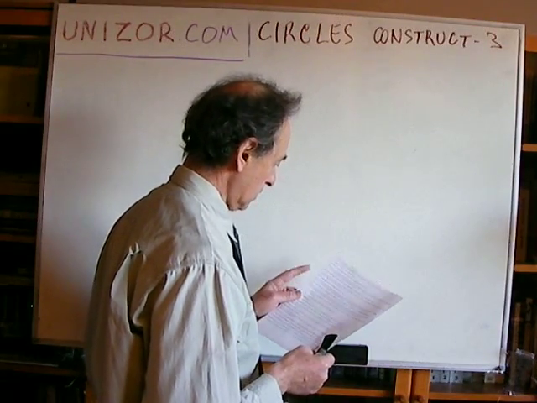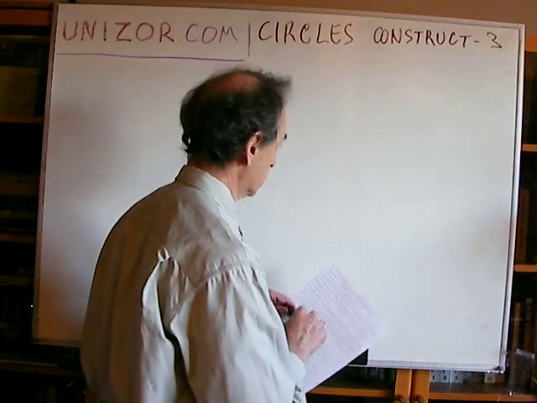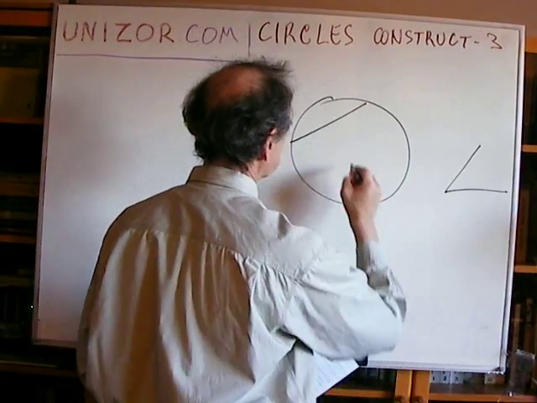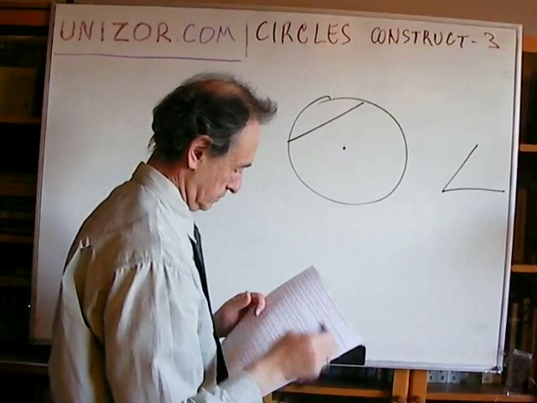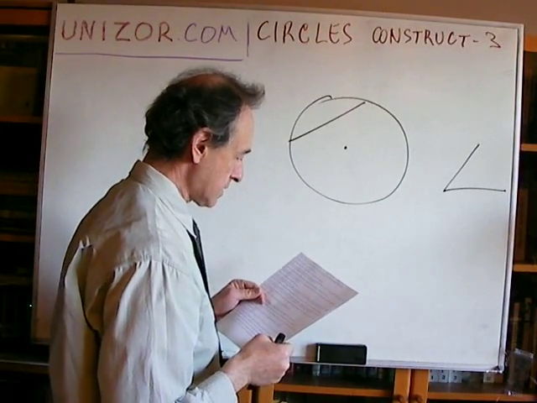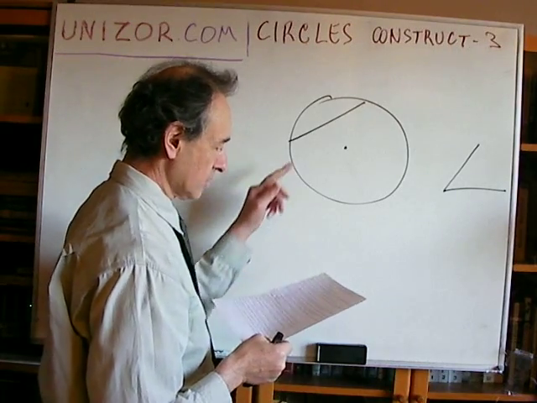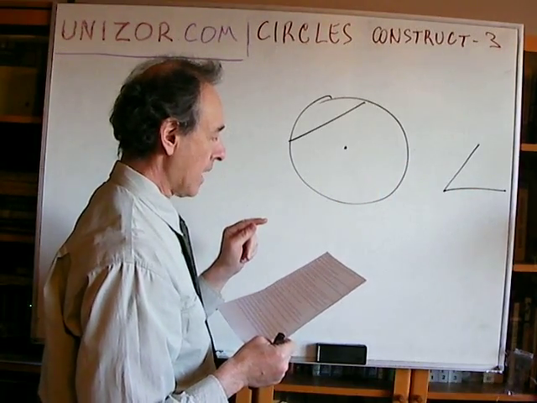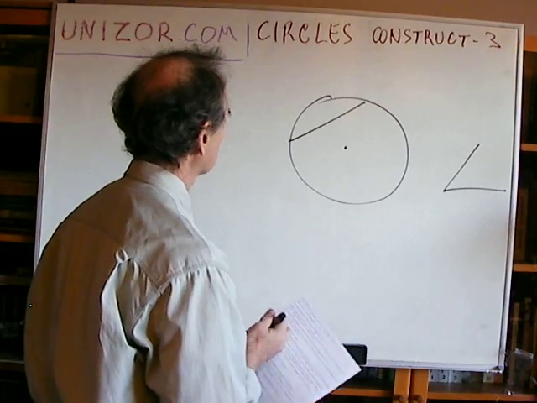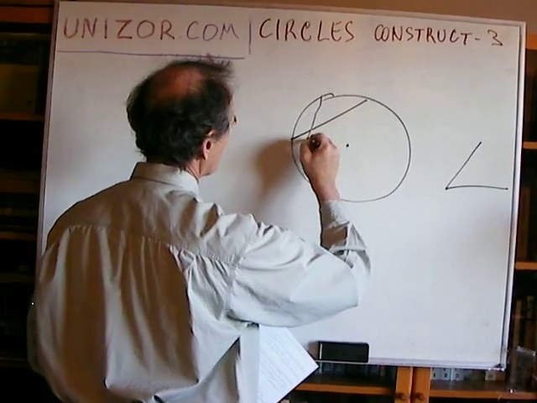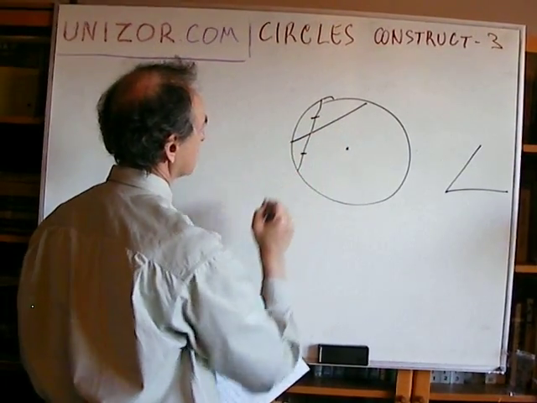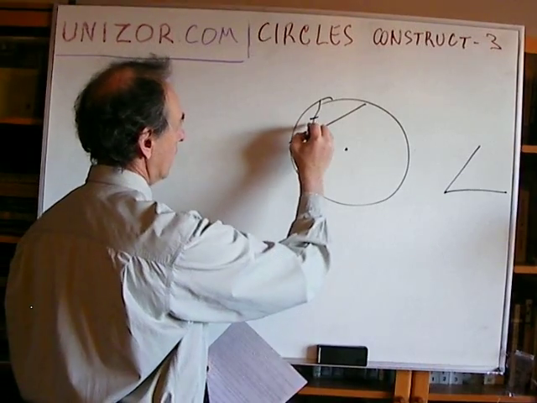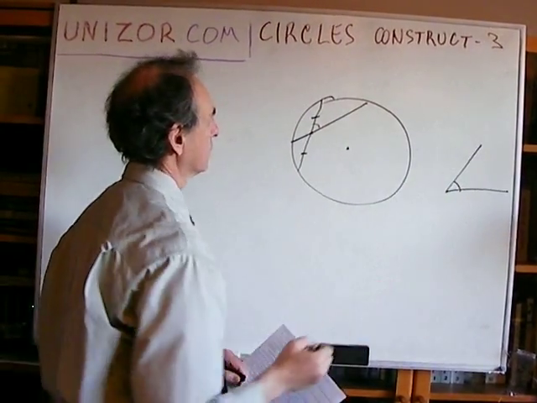Given a chord in a circle and an angle. Construct another chord in that circle that intersects the given chord at a given angle and is divided in half by the point of intersection. All right, so let's draw something like this. So this is equal to this. It's divided by the point of intersection into two equal parts, and the angle is equal to the given angle.